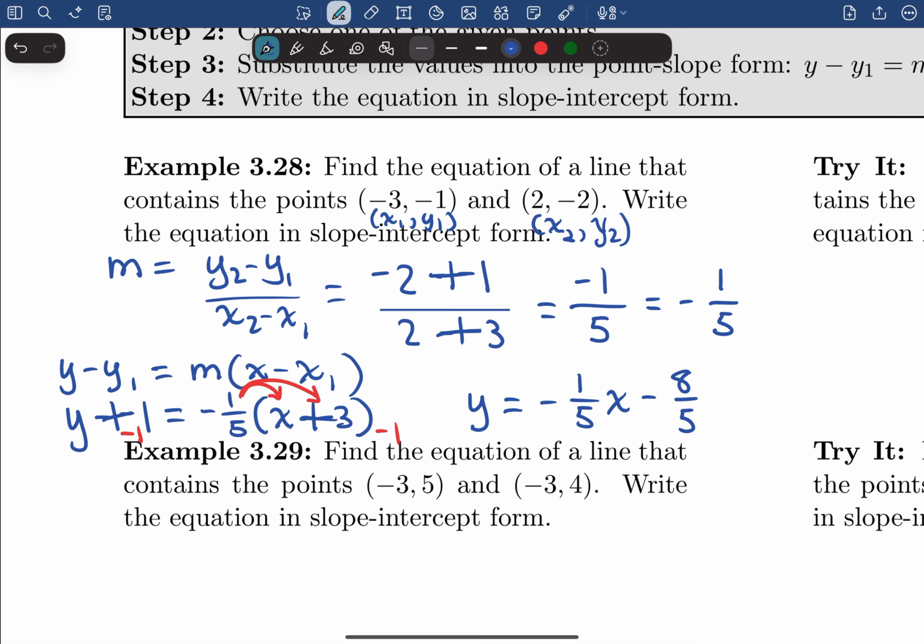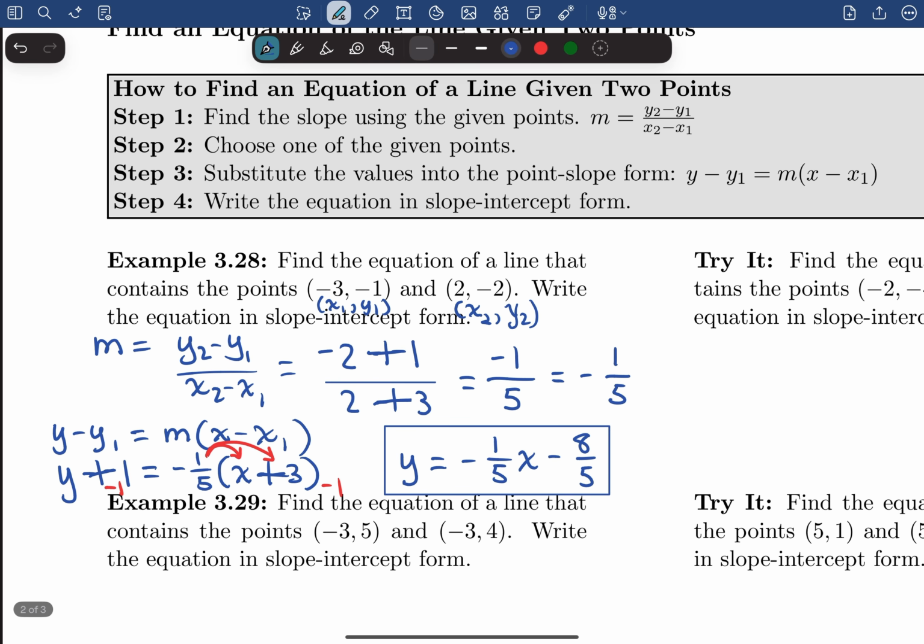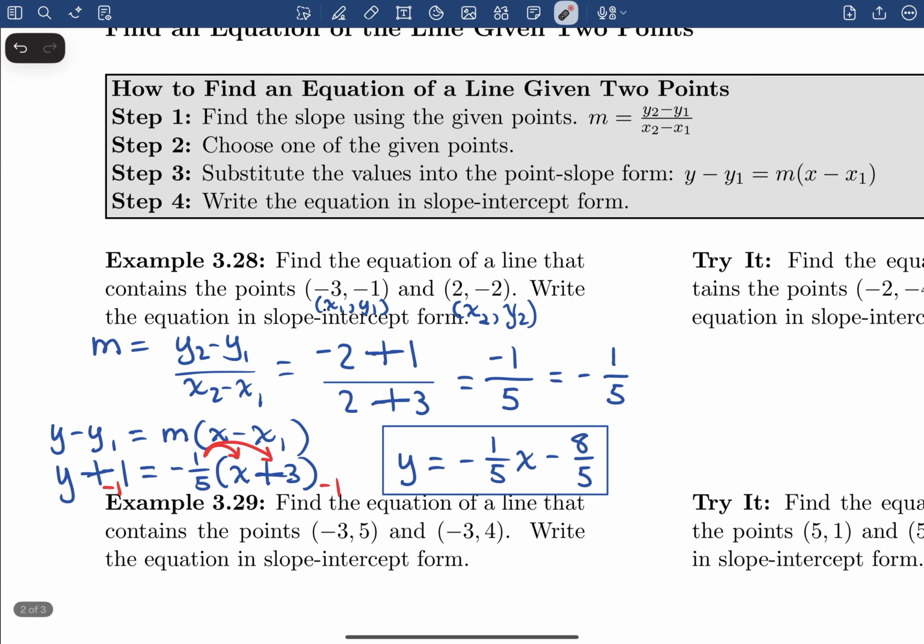And now I have the y-intercept. Great. We've cleaned everything up. Let me tell you one last time what we just did. First, we found the slope, okay? And that was found by taking y2 minus y1 divided by x2 minus x1. That's what we did. And we cleaned it all up, and we got negative 1/5.